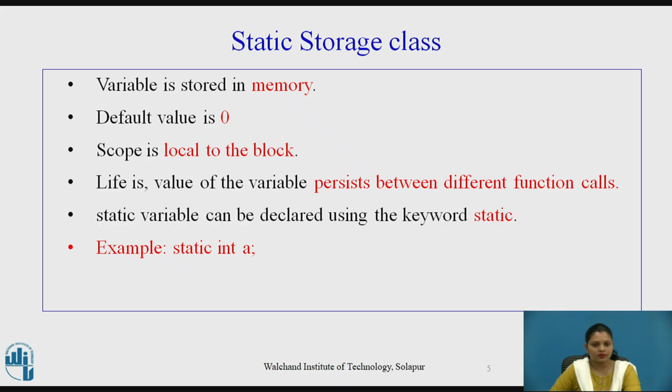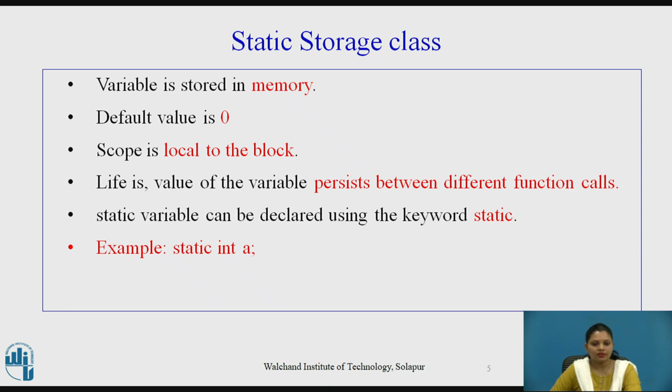If a static variable is declared with an initial value, then it is initialized to that value at the time of program execution. If it is not initialized, then it is initialized to 0 by default. The scope of a static variable depends on where it is declared. If it is declared within a function or block, it is accessible only within that function or block. If it is declared outside any function, then it is accessible to all the functions in the same file.